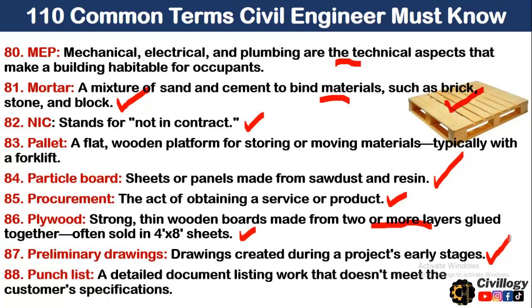Okay. Point number 88, punch list. A detailed document listing work that does not meet the customer's specification. A punch list is actually made at the end of the project or when the project is near the closing phase. Okay, so the consultant or owner makes a punch list which contains the deficiencies as per specifications given to the contractor, and the punch list is then handed over to the contractor to complete all the incomplete tasks. Such a list is called a punch list.